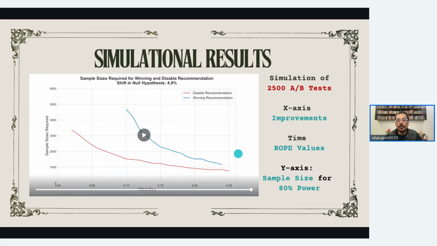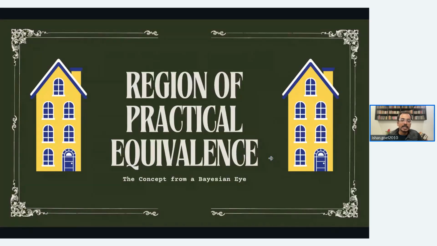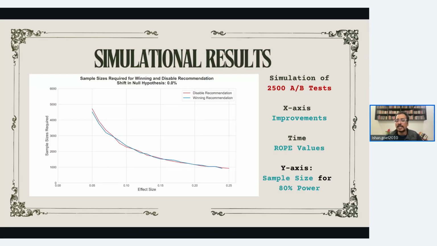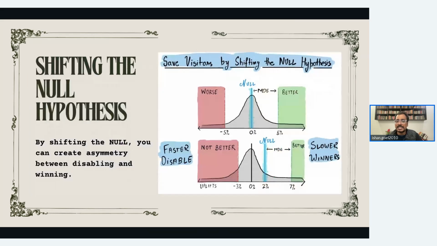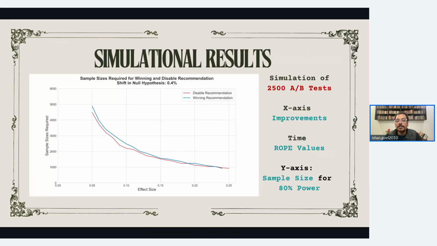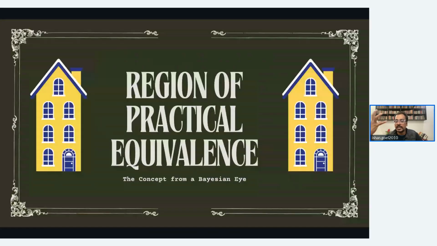Now I'll move towards an interesting idea. And this idea is the region of practical equivalence. Shifting the null hypothesis is the technical frequentist version. And I started with this so that this bridge between frequentist and Bayesian is understood well. Region of practical equivalence is the Bayesian interpretation of the same idea. And it actually summarizes and makes the idea much more simple and succinct. So that is why I'm sharing this here.